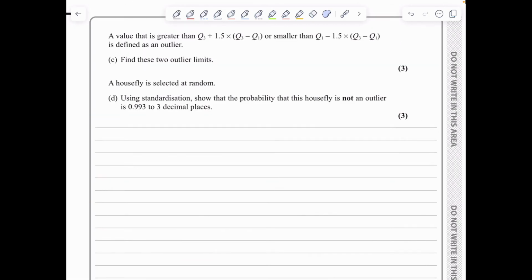We are then told that the value greater than Q3 plus 1.5 times the interquartile range, or smaller than Q1 minus 1.5 times the interquartile range, is deemed to be an outlier, and we need to find these two outlier limits.